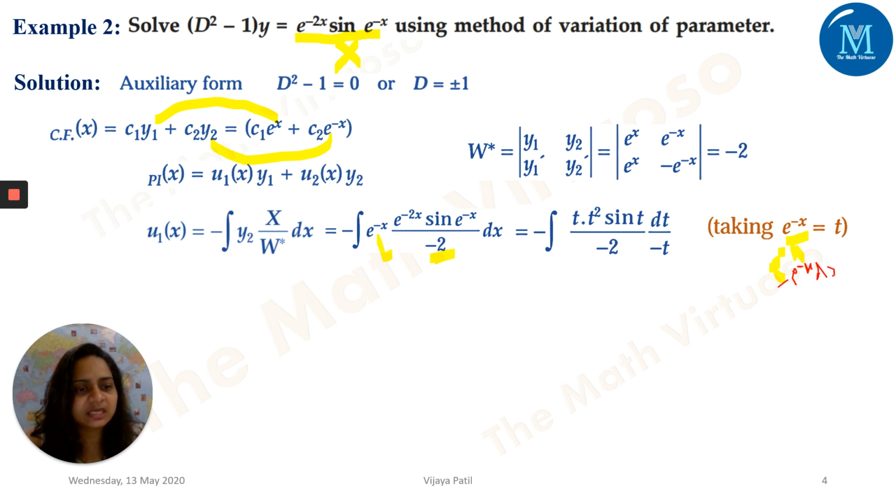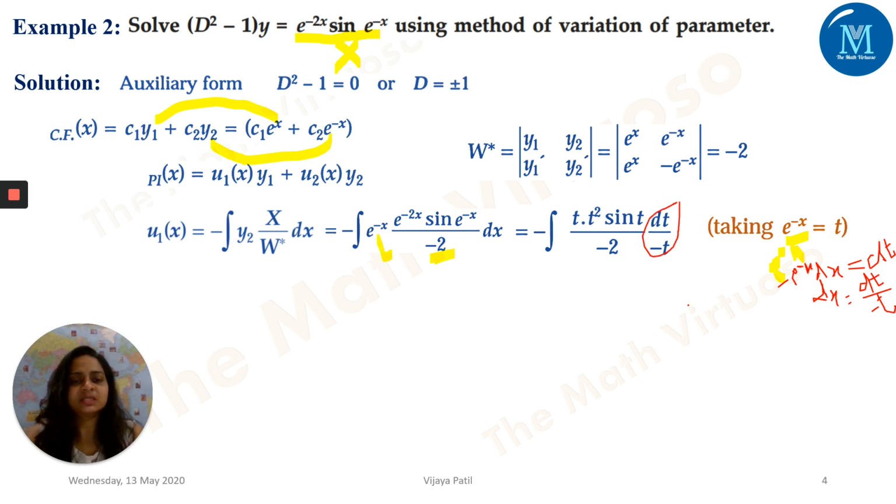dx is equal to dt by minus t. If it is so, then what will happen? This minus e to the power minus x will come out to the other side, and I'll remain here with dx is equal to dt by minus of t, right? Because I have got this minus e to the power minus x as the t. So this is what we have written here.